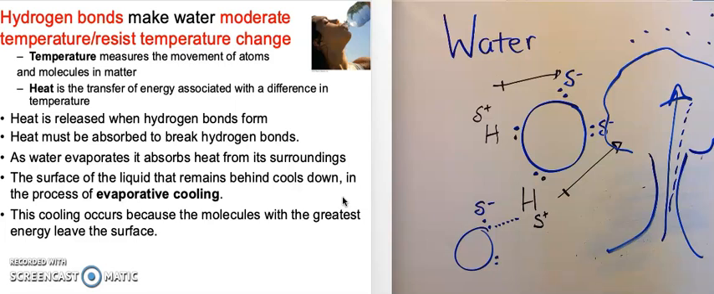Hydrogen bonds are really, really wimpy, but in a glass of water, each water molecule is connected to 4 other water molecules through hydrogen bonds. And so it takes a lot of energy to break all of the hydrogen bonds in a glass of water to get it to evaporate or boil.